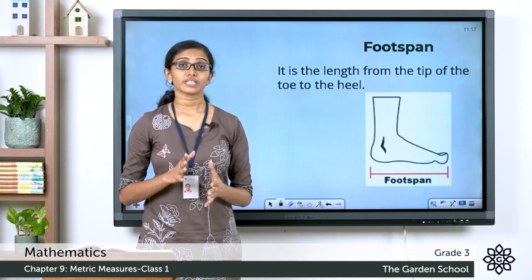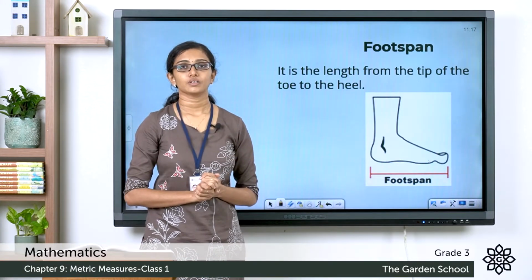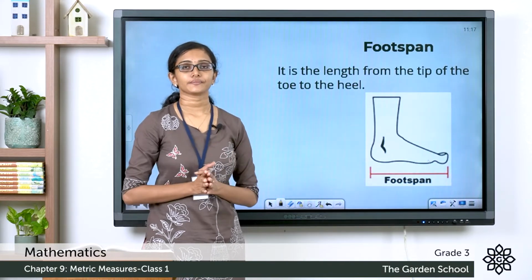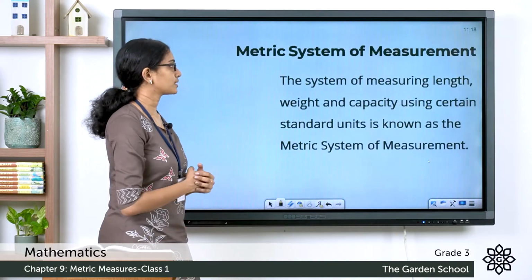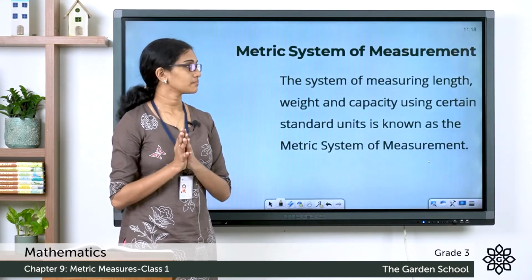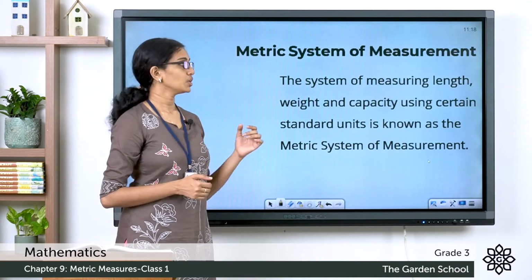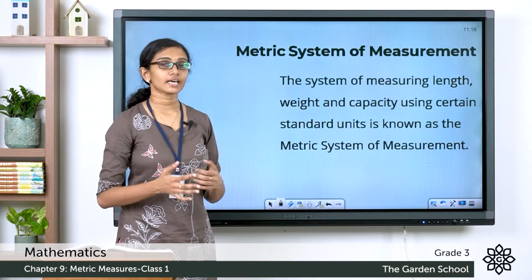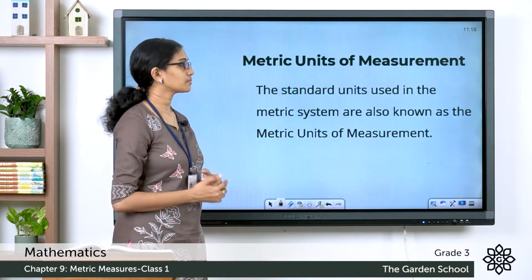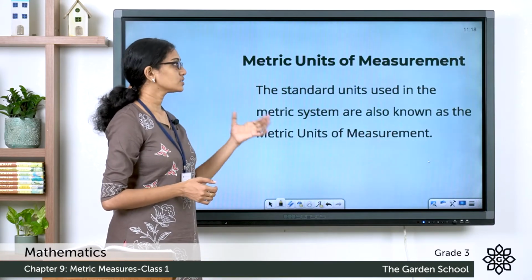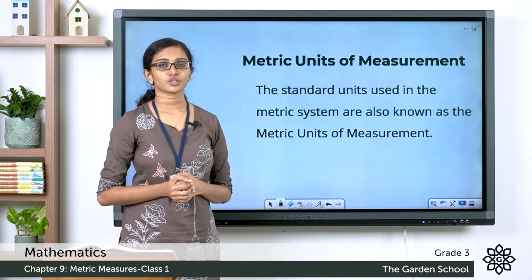And we know it is good if we have a standard unit of measurement, so that everyone can relate to it. Thus came into being the metric system of measurement. The metric system of measurement means the system of measuring length, weight and capacity using certain standard units. And these standard units are called the metric units of measurement. So what are metric units? The standard units used in the metric system are called the metric units of measurement.